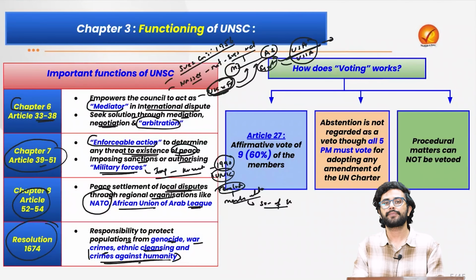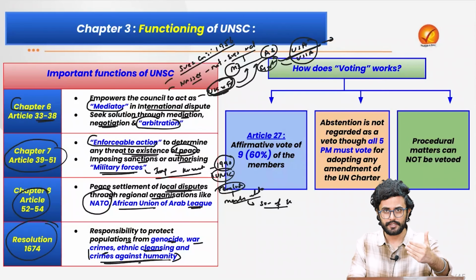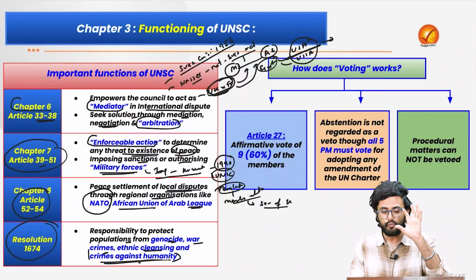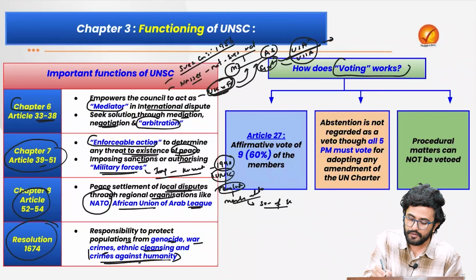The question arises: let's say there is such a resolution to be passed against some crime taking place against humanity in any part of the world. What is the process? How does the voting work?